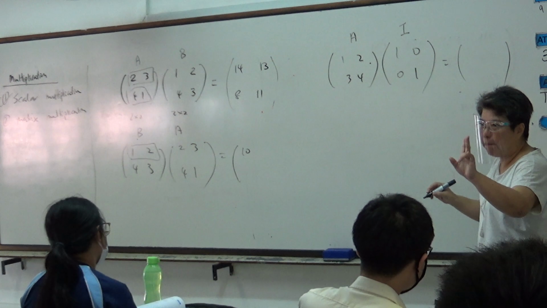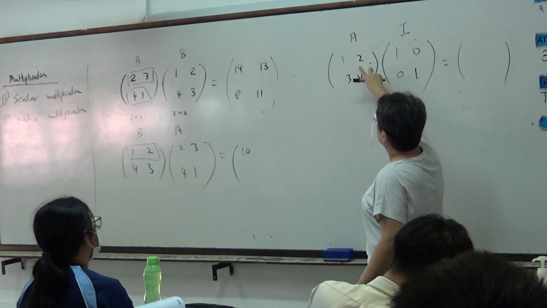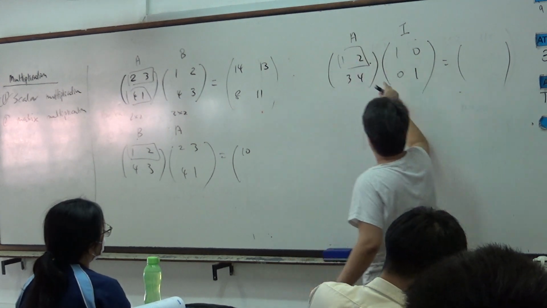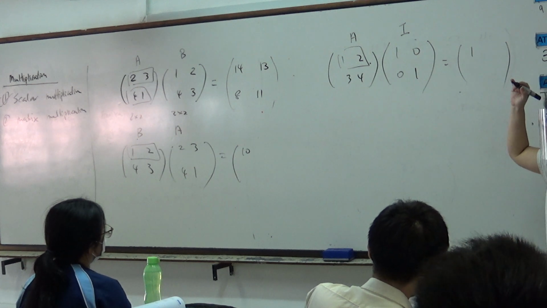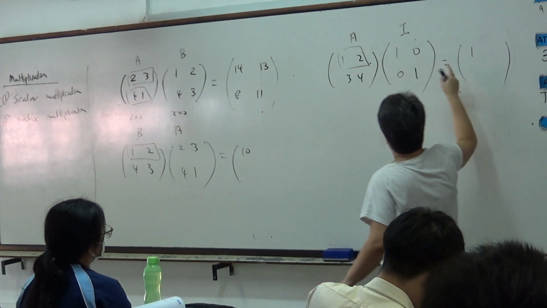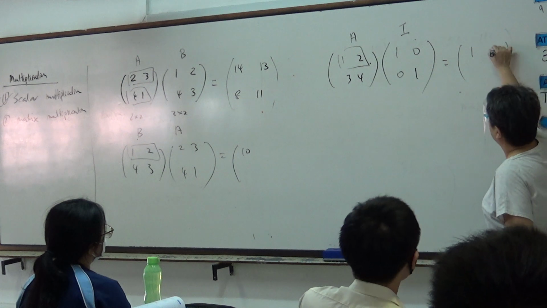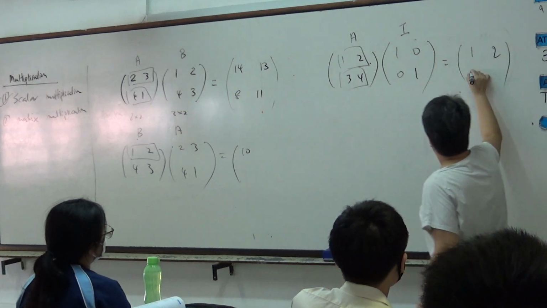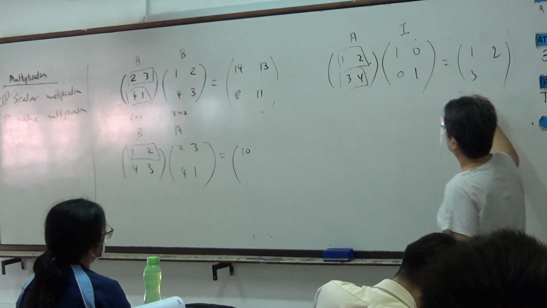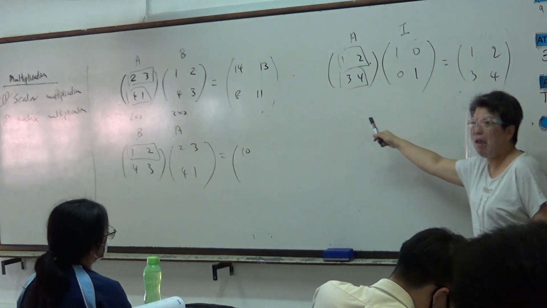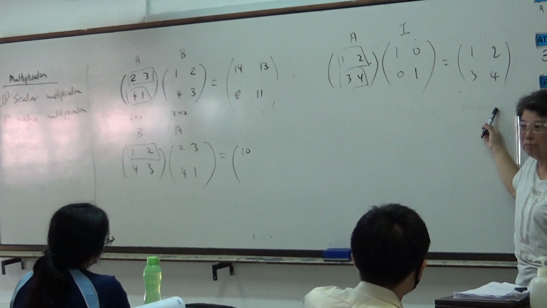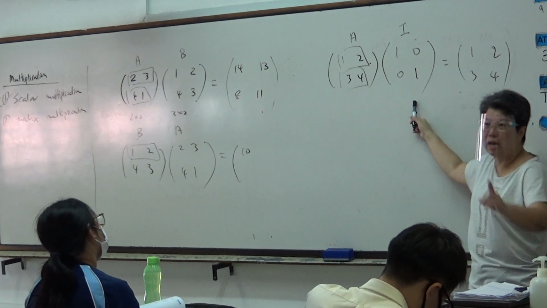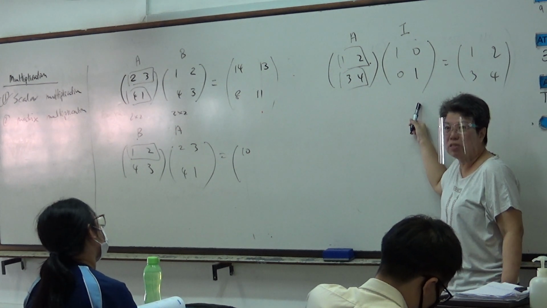Look up, please look up. One, take this row. You see it's one. The other one, two, right? Do this. You have three, and you have four. Can you see when you take A times identity, you get A back? That's why I say this one behaves like one in the matrix system.